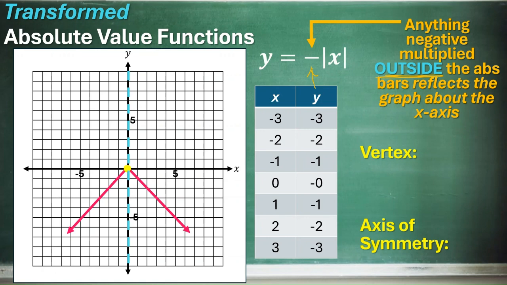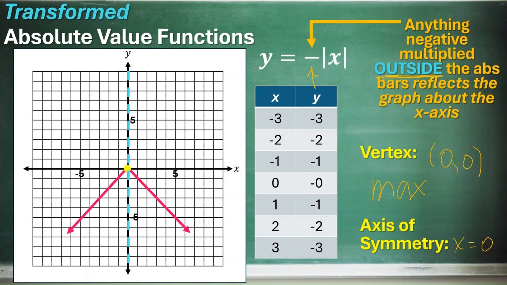The key here is it has to be outside of the absolute value bars for it to be a reflection. If it's inside, since our graph is symmetrical, you don't really notice the change. But if it's outside, it turns our graph upside down. So our vertex still is (0, 0). But this time, instead of it being a minimum, it's a maximum. So it's going to be the highest point on our graph. And our axis of symmetry still is x equals 0. Once again, the only difference is every y value is now negative.